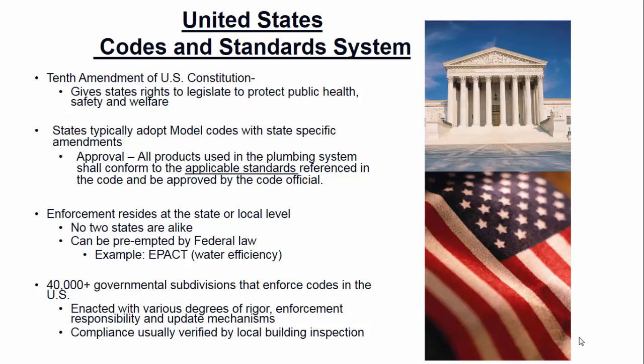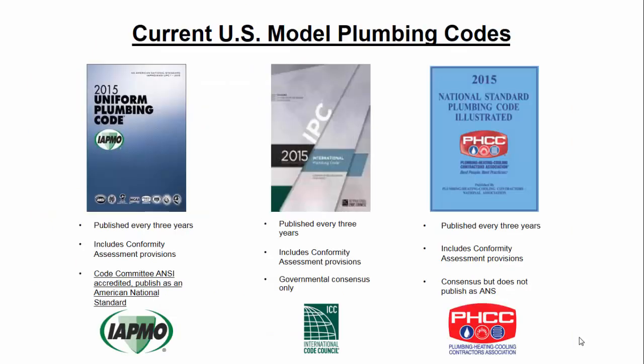And the enforcement also resides with those local jurisdictions. And typically this is where some of the challenges come in, because no two states typically enforce alike. And as Dave mentioned earlier, there's over 44,000 jurisdictions in the United States, and that sometimes creates some complexity. So in the U.S. right now, there's primarily 3 model codes that are used and adopted throughout the United States: the Uniform Plumbing Code, the International Plumbing Code, and the National Standard Plumbing Code.